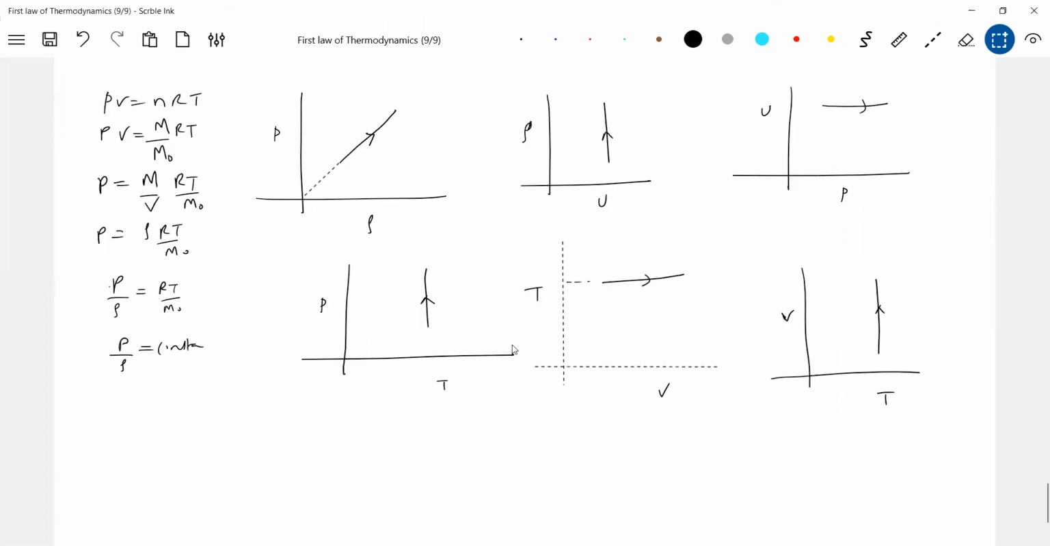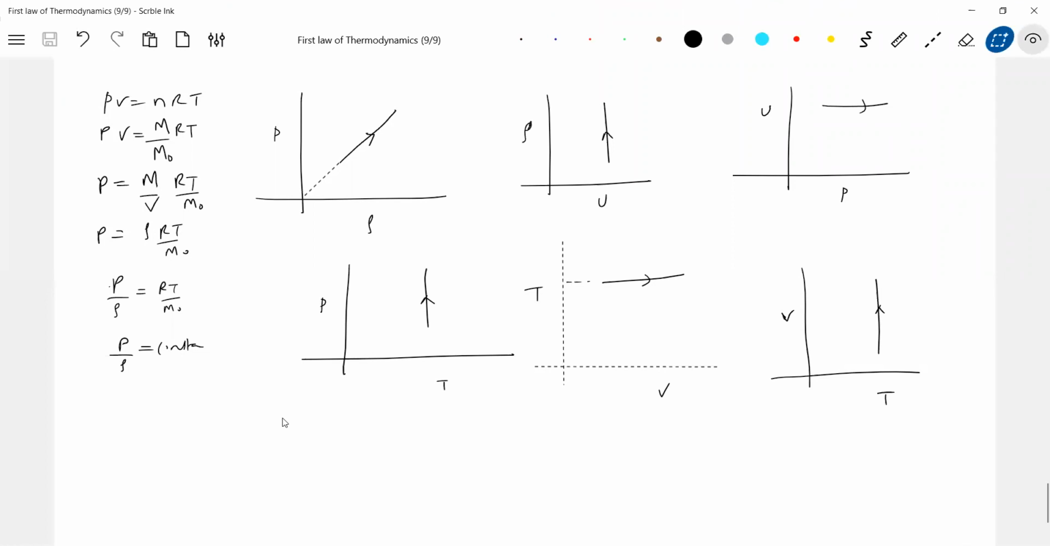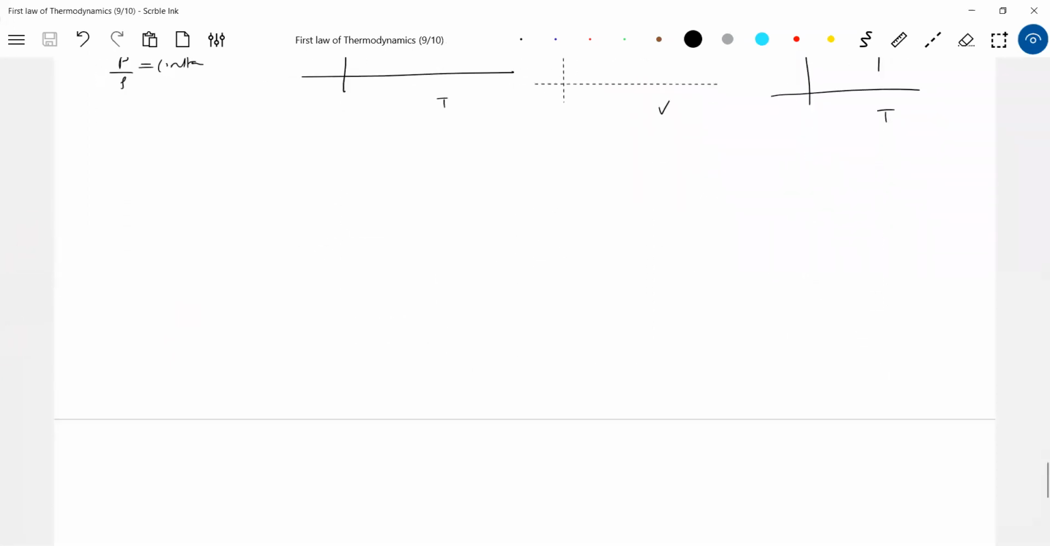Okay, able to get this one. So P by rho, if you get a horizontal line in pressure versus density, will it be isothermal process? Anybody wants to answer? Or should it be a straight line passing through origin? Only a straight line passing through origin will be an isothermal process. If it is a horizontal line, it cannot be isothermal. Getting the idea? This will be okay. Next we'll take the adiabatic process.